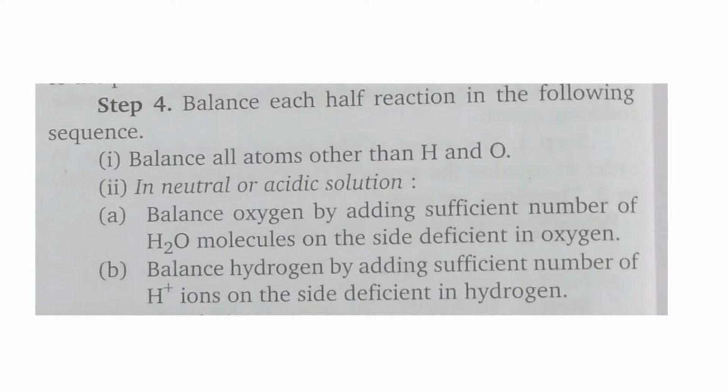Balance each half reaction in the following sequence. First, balance all atoms other than hydrogen and oxygen. Second, if the solution is neutral or acidic, balance oxygen by adding a sufficient number of H2O molecules on the side deficient in oxygen, same as in the oxidation number method. And then balance hydrogen by adding a sufficient number of H+ ions on the side deficient in hydrogen. So both are the same as we do in the oxidation number method if the solution is in acidic or neutral medium.